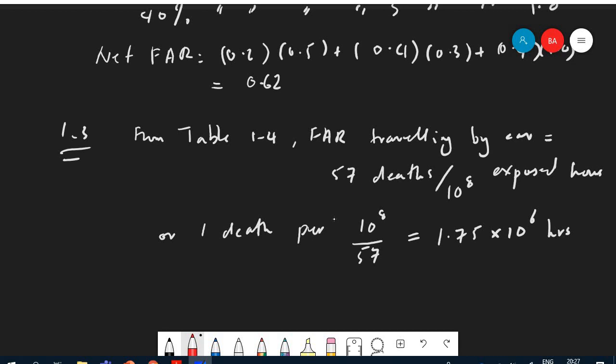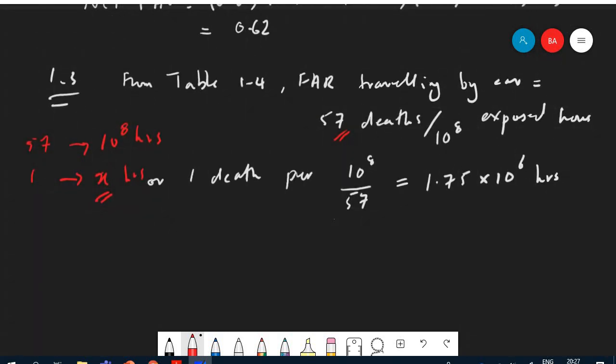Here we are talking about 57 in 10 to the power 8 hours, but for one death we need to divide by 57. So how many X hours would I expect to have one death? We just multiply 1 into 10 to the power 8 divided by 57 to find X, and this is what I have done.